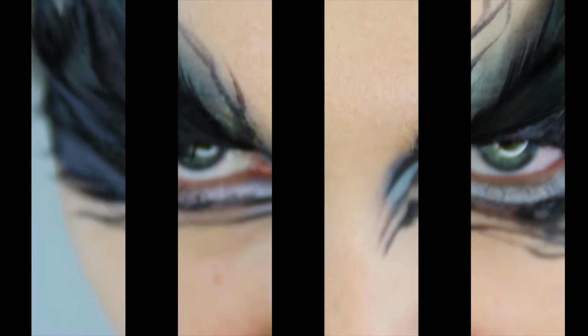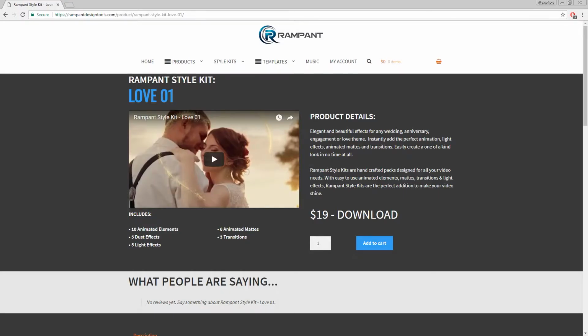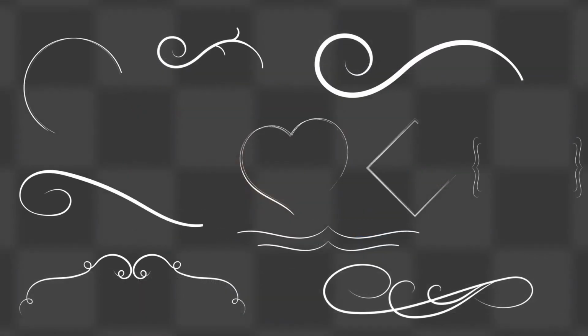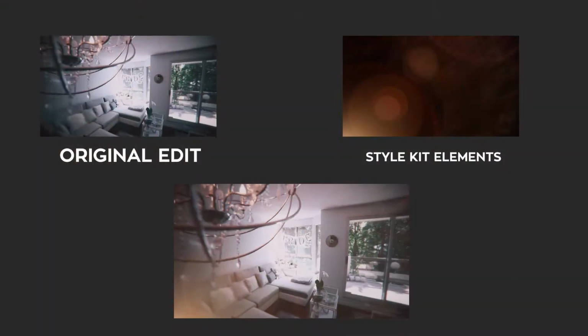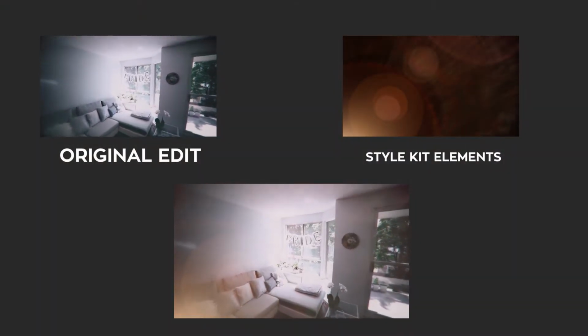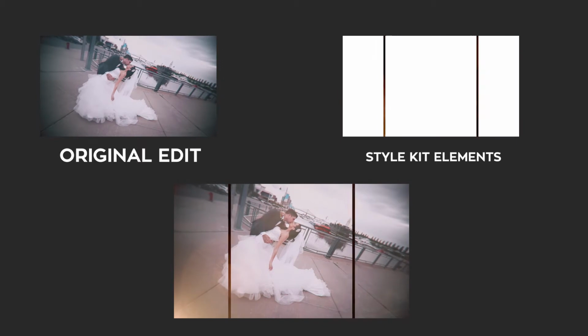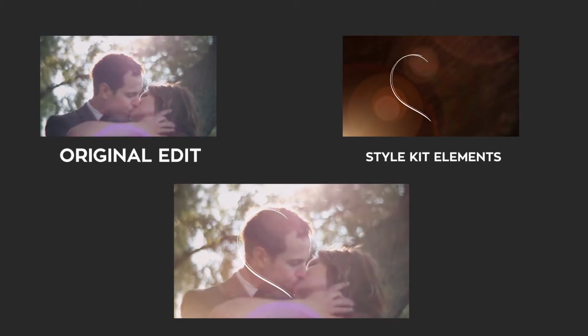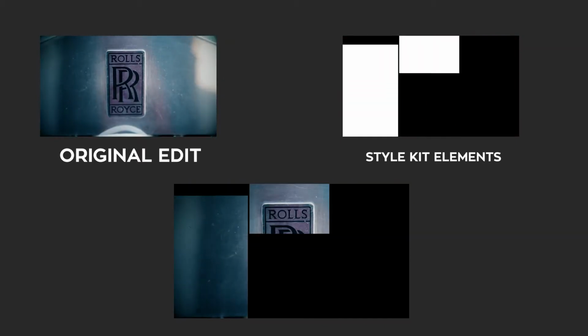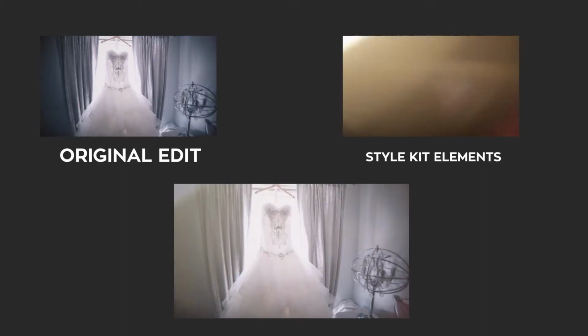The Love style kit includes 10 animated elements, 5 dust effects, 5 light effects, 6 animated mats, and 3 transitions. Editing wedding videos may feel redundant at times. To spice it up, using the same techniques as before, I was able to give more style to my edit and work more efficiently. Here's my demo of the Love style kit. Hope you guys will be inspired.